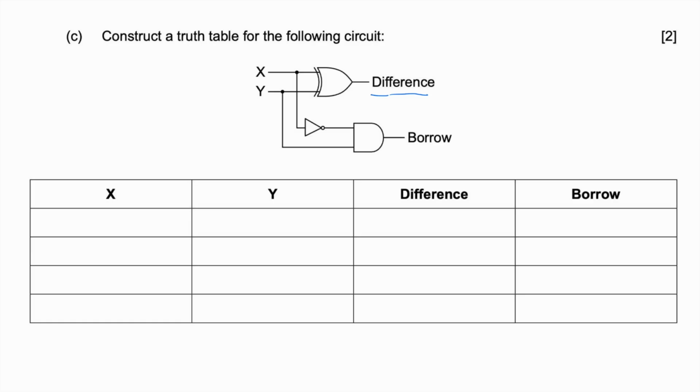As you can see, it's similar to the half adder, but there's one nuance in that we have a NOT gate here before we get to the AND gate. So we have XOR, we have our AND, but we have this difference right here. And what we want to do is go ahead and construct a truth table. So let's go ahead and do that.